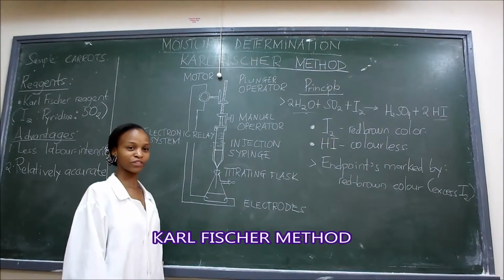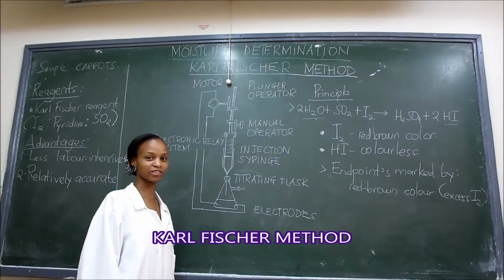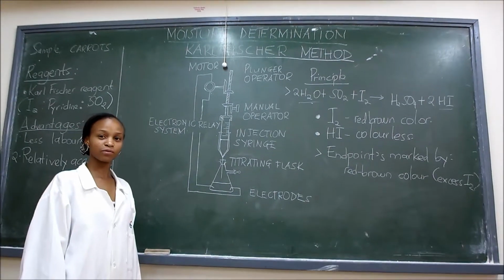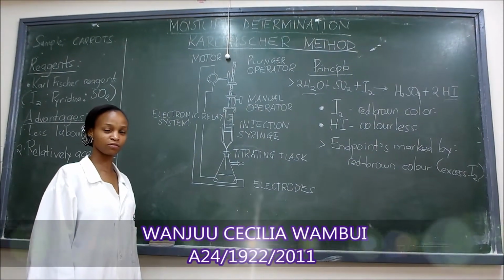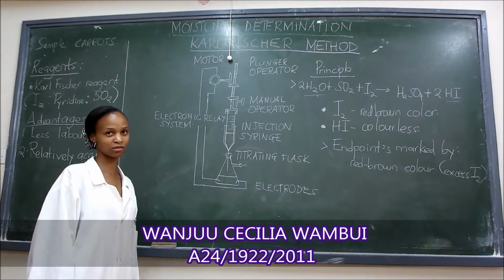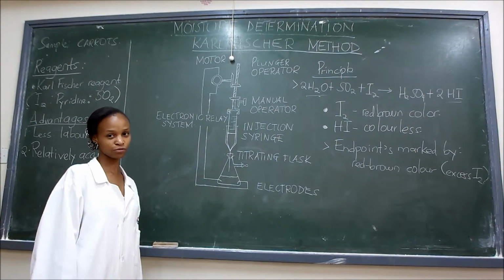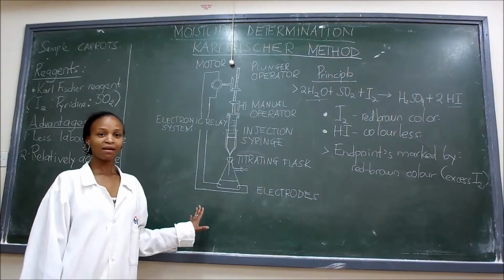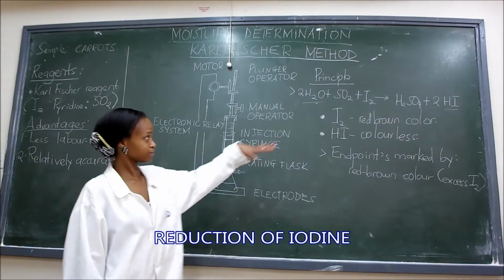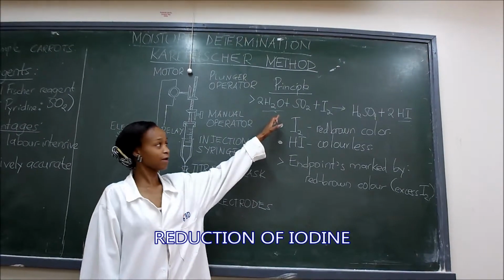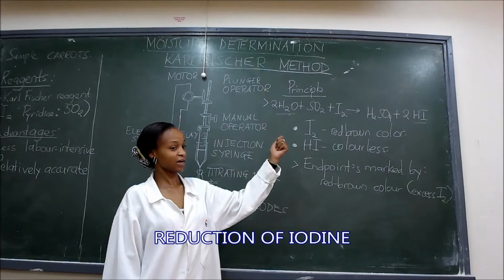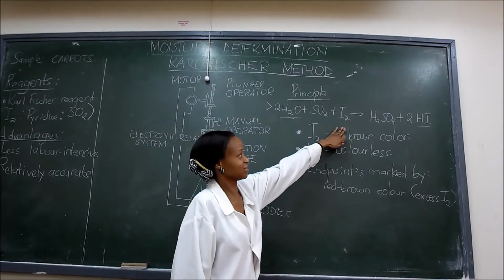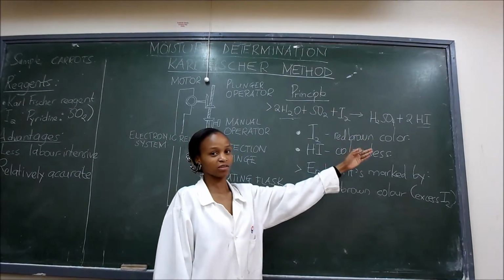I'll take you through the Karl-Fischer method for determination of moisture content in foods. The Karl-Fischer method is used to determine the moisture content of foods which have a low moisture content, such as coffee, dried foods, and confectionery foods. Now, this method is quite simple, and it involves the equation right here, where in the presence of water, sulfur dioxide reduces iodine to hydrogen iodide.